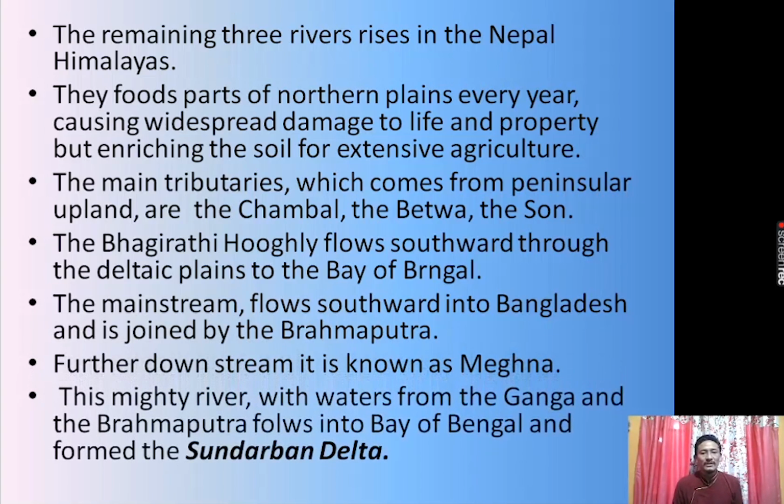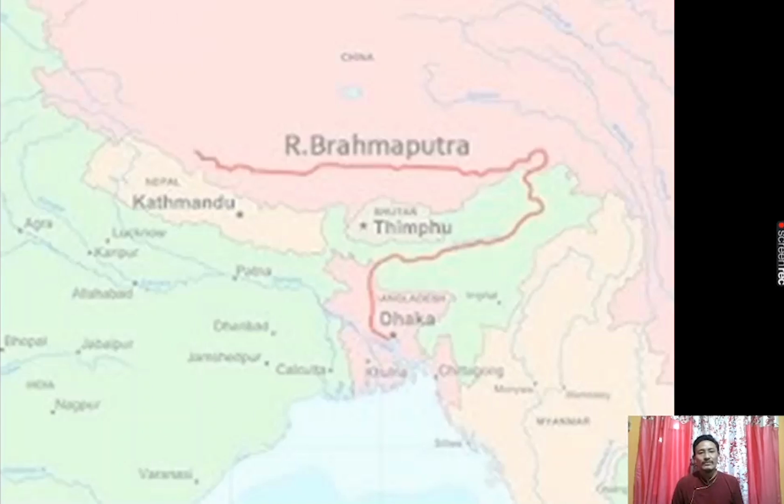Oh yes. Then these mighty rivers with water from Ganga and Brahmaputra flow into the Bay of Bengal and form the Sundarban Delta. So as I have already mentioned before, we have a prominent delta, the largest delta, that is the Sundarban Delta, which is the outcome of the depositional work of Ganga and Brahmaputra at the Bay of Bengal, right.